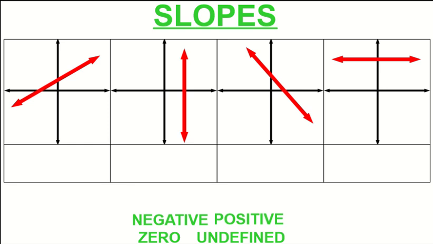I don't think there's anything necessarily where you have to identify what sort of slope it has, but you do have to know, especially positive or negative.